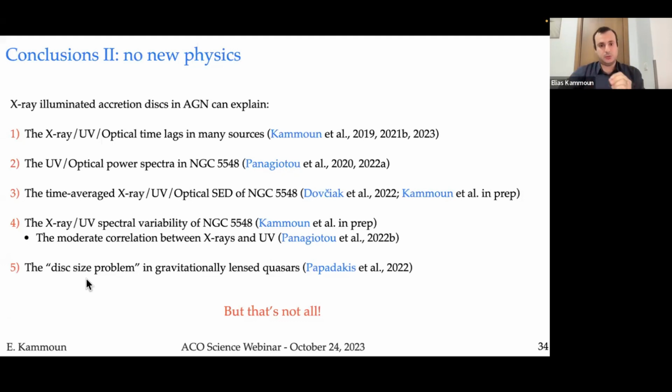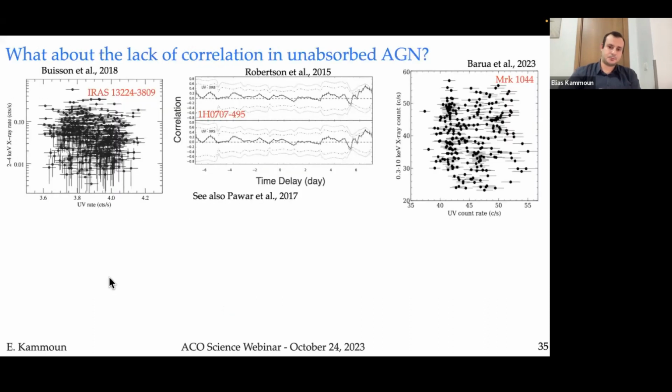But that's not all, because there is some part that I didn't mention before, and that's important. Another important test for our model is, what about the sources where we do not see a correlation between the X-rays and the UV? So there are three unabsorbed sources, and I stress unabsorbed because this is a very important aspect, because when absorption comes into the game, things become much more complicated.